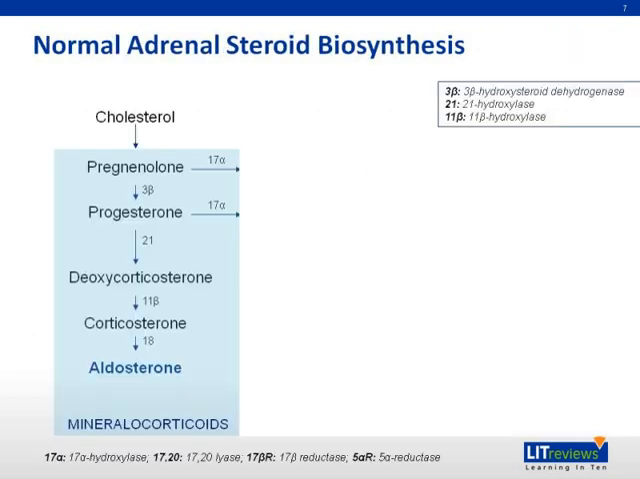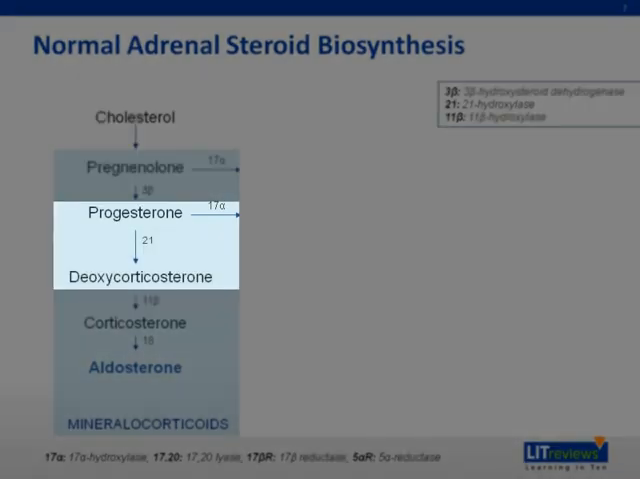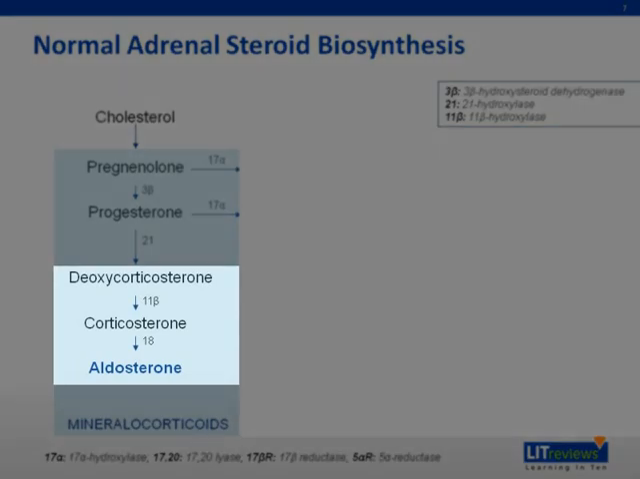Let's first review the pathways involved in normal adrenal steroid biosynthesis. You will recall that the adrenal cortex is responsible for the synthesis of mineralocorticoids, glucocorticoids, and sex steroids, all arising from a similar precursor, pregnenolone. Pregnenolone is first converted to progesterone by the enzyme 3-beta-hydroxysteroid dehydrogenase, which is then converted into deoxycorticosterone by 21-hydroxylase. Subsequent enzyme action eventually results in the production of aldosterone, the main mineralocorticoid.